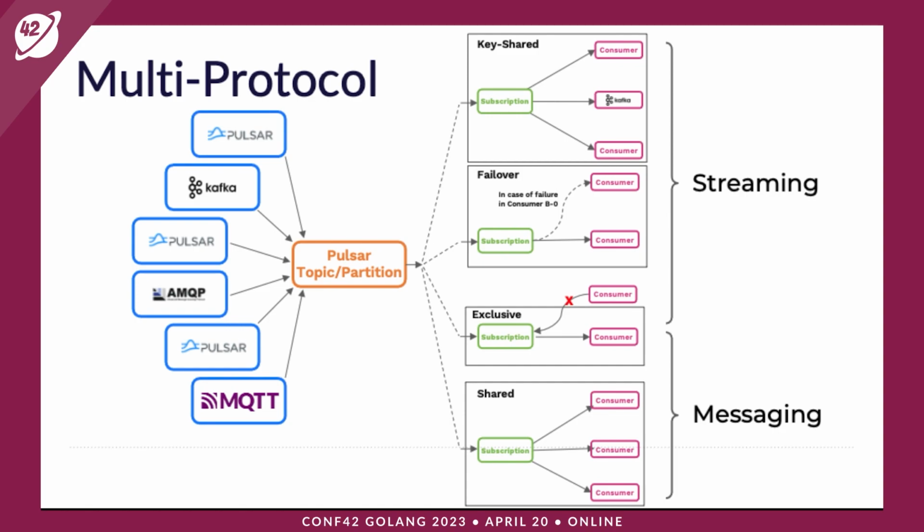At the bottom, you can see that there is the shared subscription type, which supports a more traditional messaging consumption pattern, such as a work queue, in which all the work is handed out across a subset of the messages to each consumer to get higher throughput across that particular topic.